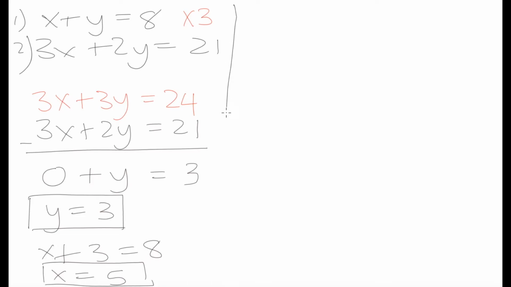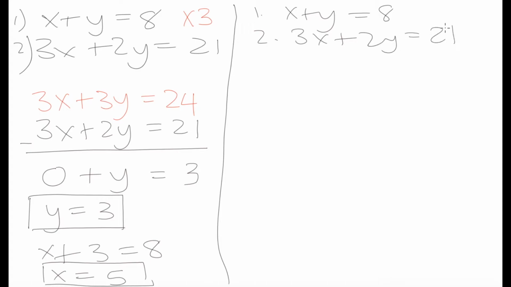Now on the other side, let's try and use the method of substitution and see if we get the same answers. So these are our two equations, x plus y equals 8 and 3x plus 2y is equal to 21. So let me just rewrite those right here. x plus y is equal to 8 and 3x plus 2y is equal to 21. And now we're going to use the method of substitution.